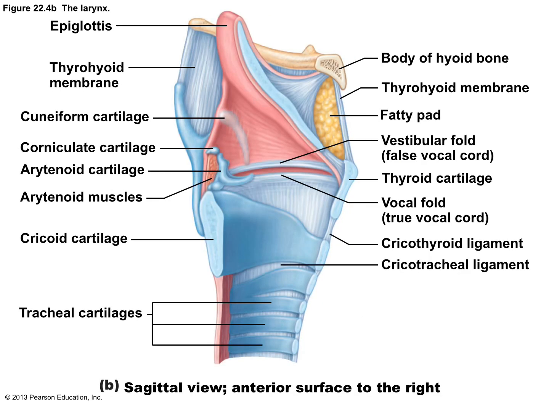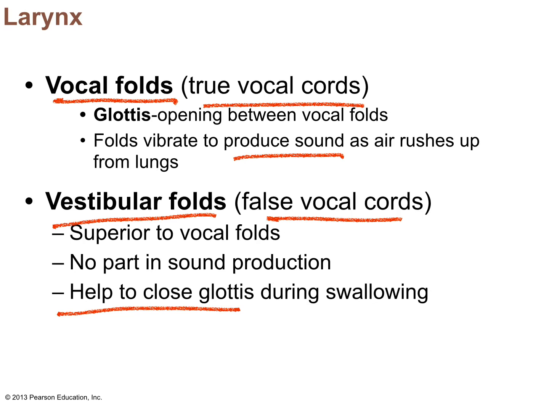This gives you a visualization having like a sagittal section of the larynx, and you can see the vocal cords within. Now, as I said, the vocal folds are the true vocal cords, and they are what vibrate to produce sound. The vestibular folds are the false vocal cords, and they do not play any part in sound production, but they do help close the glottis when you swallow.